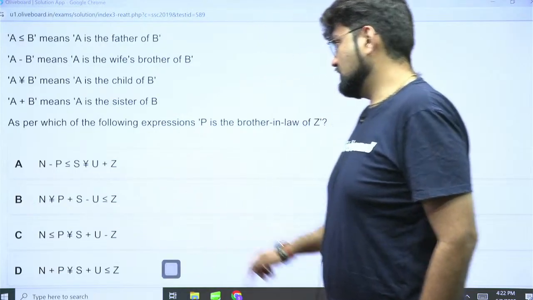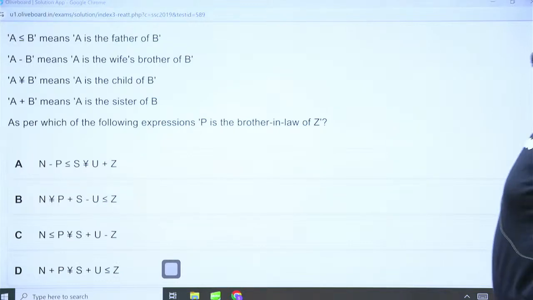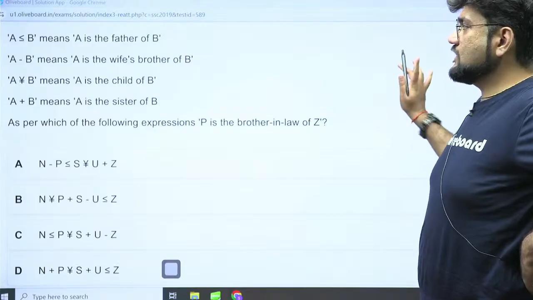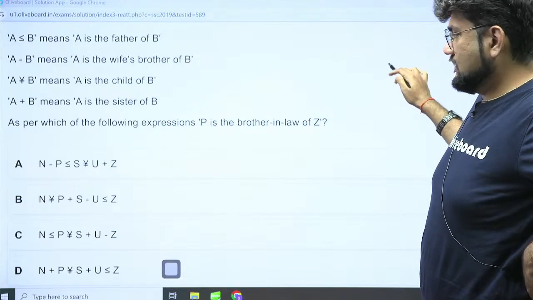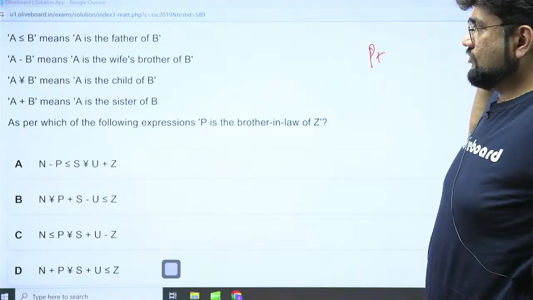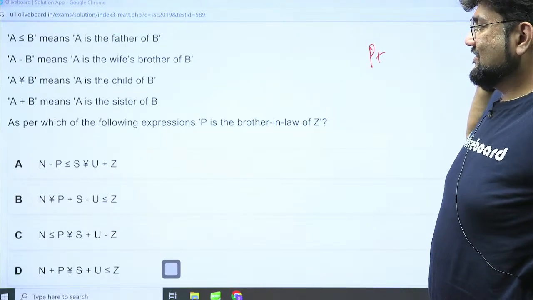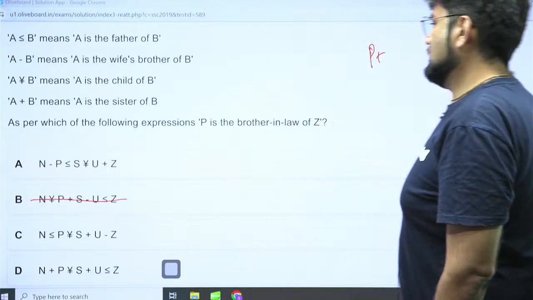Good question. These questions are actually challenging sometimes. P is the brother-in-law of Z. For P to be the brother-in-law, P can surely not be a woman. So P cannot have a plus sign after it. This one is for sure. Others we are not sure of. Okay. So this is gone for sure. Don't have to check it.